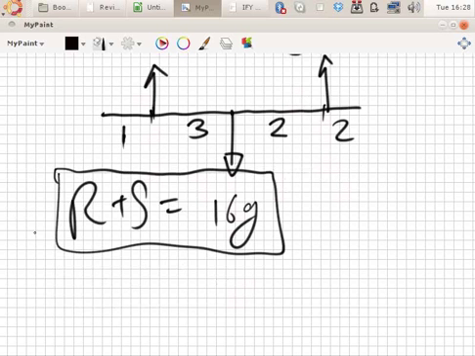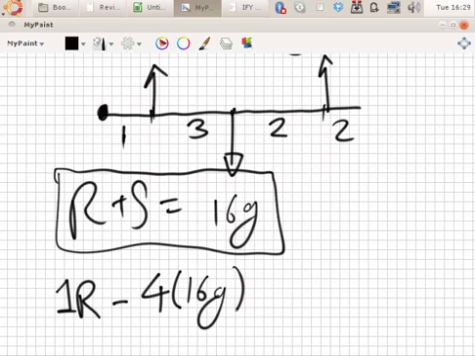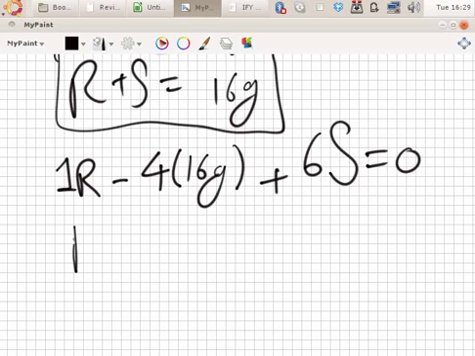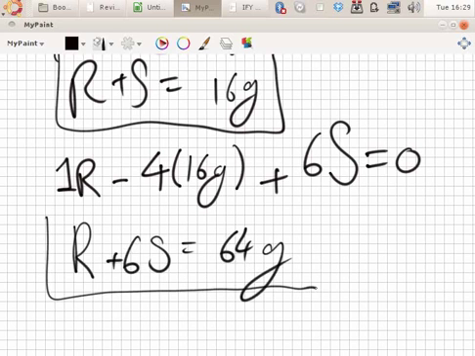So if I take this here as the turning point, clockwise or anti-clockwise? Anti-clockwise, so it'll be 1 or... Clockwise or anti-clockwise? Clockwise, so it'll be minus 4 because it's 4 meters to here. Multiply 16g. Clockwise or anti-clockwise? Plus, what's the distance? 6s equals 0. So now you have R plus 6s equals 64g. Two equations, two unknowns. Get solving them.